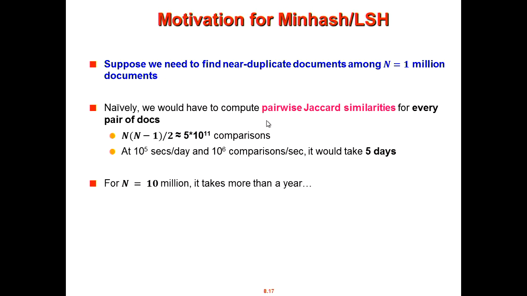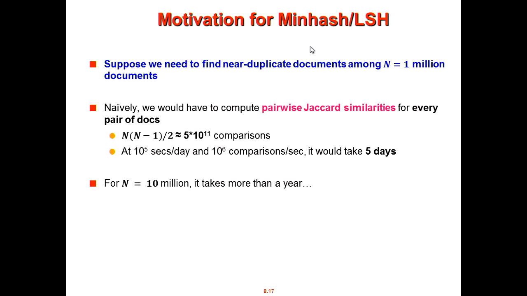Given 1 million documents, if you do this pairwise Jacob similarity computation, you need to do so many comparisons, and assume that each second you can do so many comparisons, which normally maybe you are not able to achieve. Anyway, it's still just an estimation, and even based on this estimation, it will still take 5 days to detect the similar pairs in just 1 million documents, a moderate size data set. If there's a much larger data set, 10 million, based on this computation it may take more than 1 year to find similar documents.